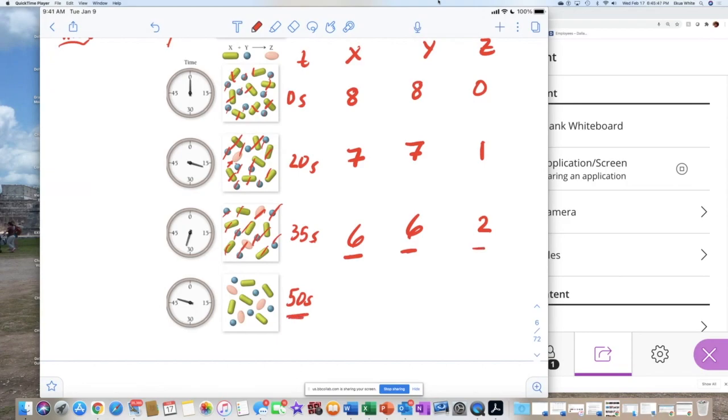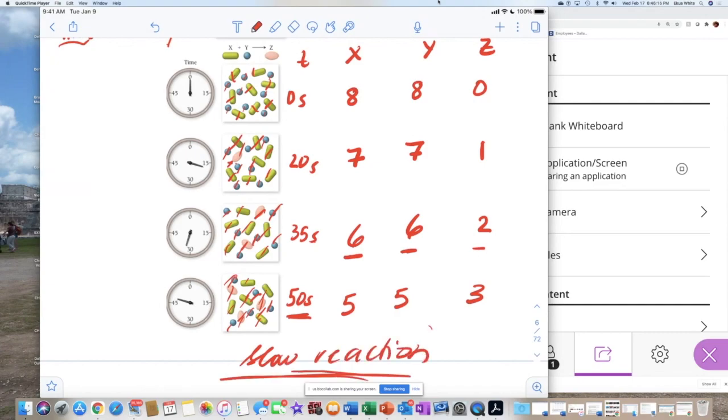Same time, now we have 50 seconds. Are we at the end of the reaction? No, because we still have reactants left over. We have 5 of the first reactant, 5 of the second reactant, and 3 of the product. It's going to be a while before this reaction is over, right? So this is obviously a slow reaction.